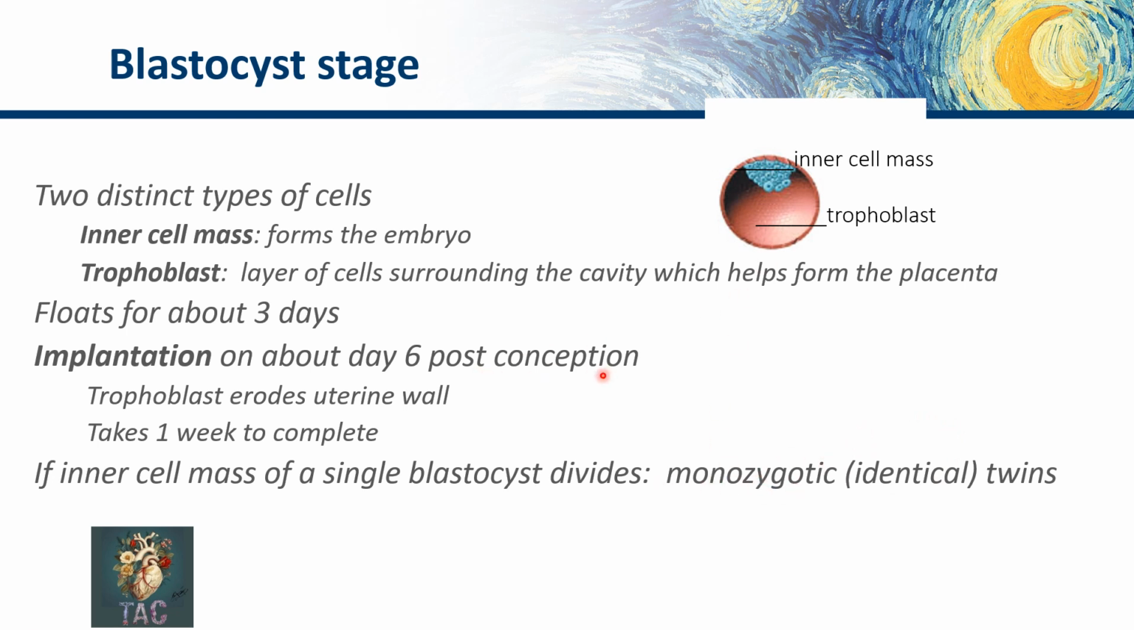Another point you must remember at this stage is that implantation takes place 6 days post conception and takes almost 1 week to complete. So there is a little amount of bleeding at this time which is called the implantation bleed. Sometimes females misunderstand this implantation bleed as their menstrual period and their dating is then affected. So they do not know that fertilization has taken place.